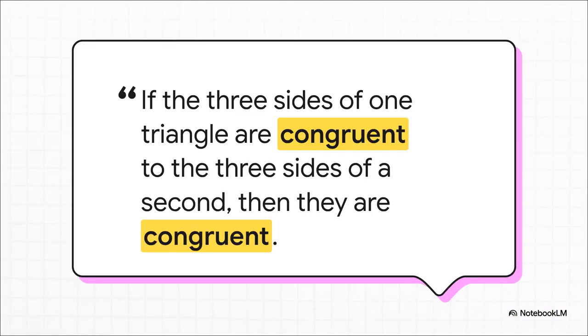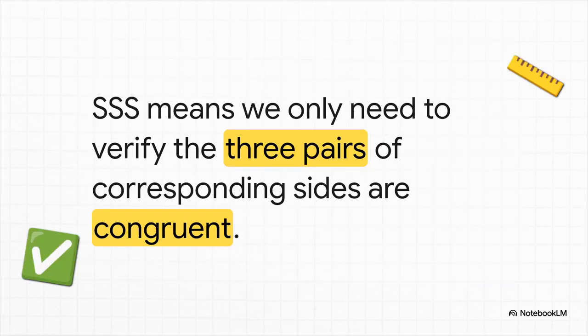So here's the official rule, postulate 12. It basically says that if you can just show that the three sides of one triangle are congruent to the three corresponding sides of another triangle, that's it. You're done. The triangles are congruent. You don't even have to worry about the angles. Just think about how amazing that is. We just cut our work in half.